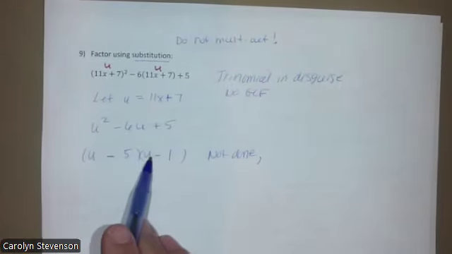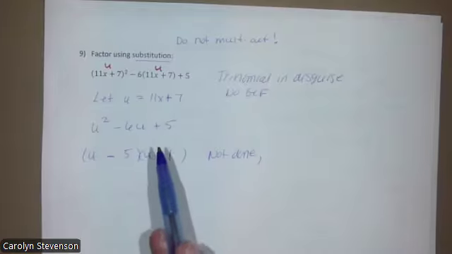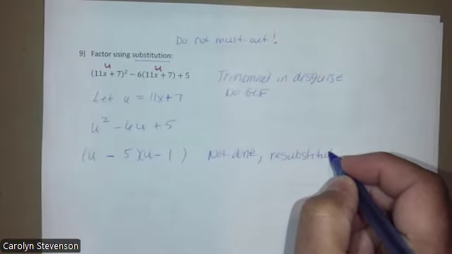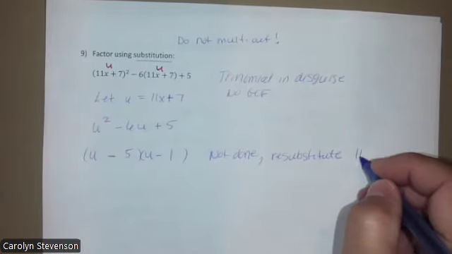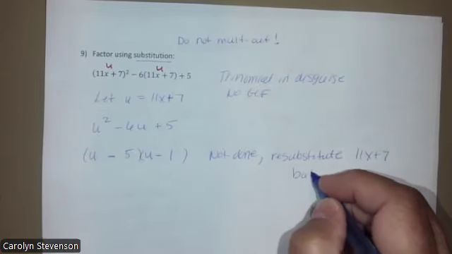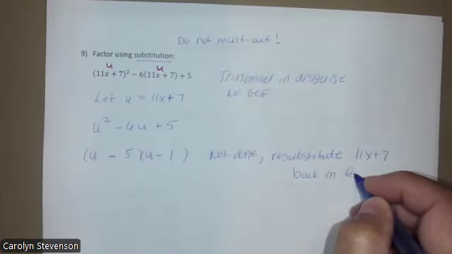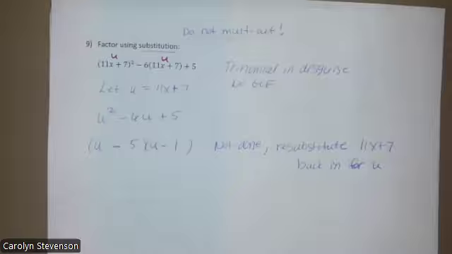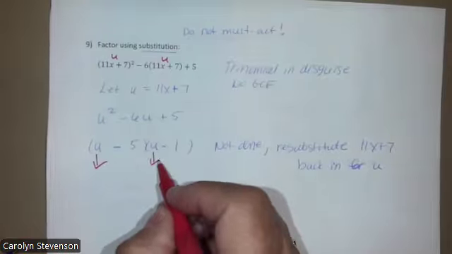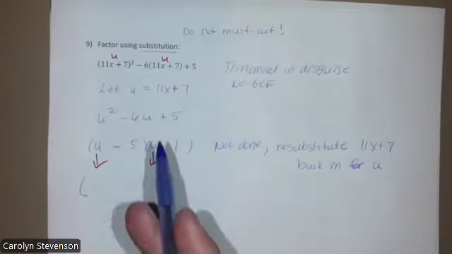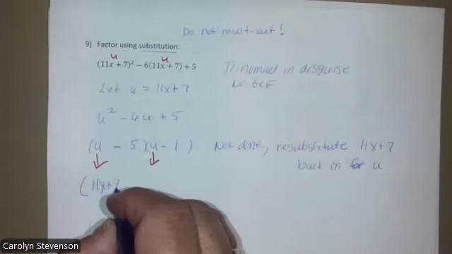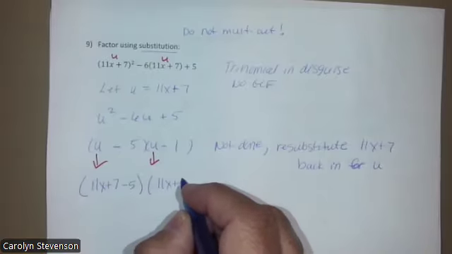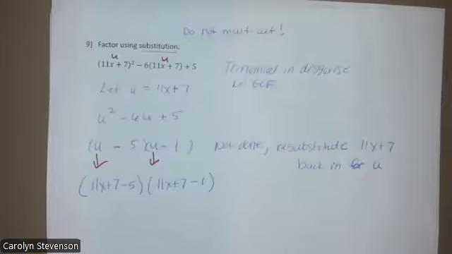And when we factor, we need our final answer to be in the same variable as the original was. So now we need to resubstitute 11x plus 7 back in for u. So this part and that part. Okay? So u actually represents 11x plus 7. And then bring down the minus 5. And then 11x plus 7 and bring down the minus 1.